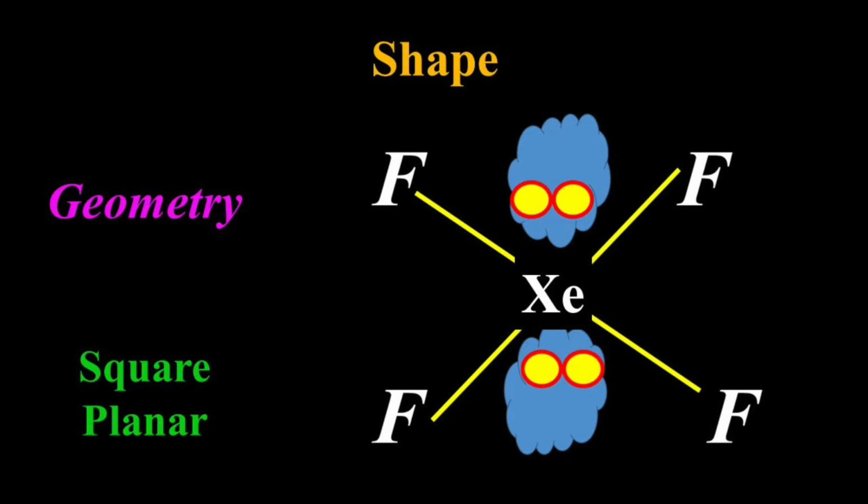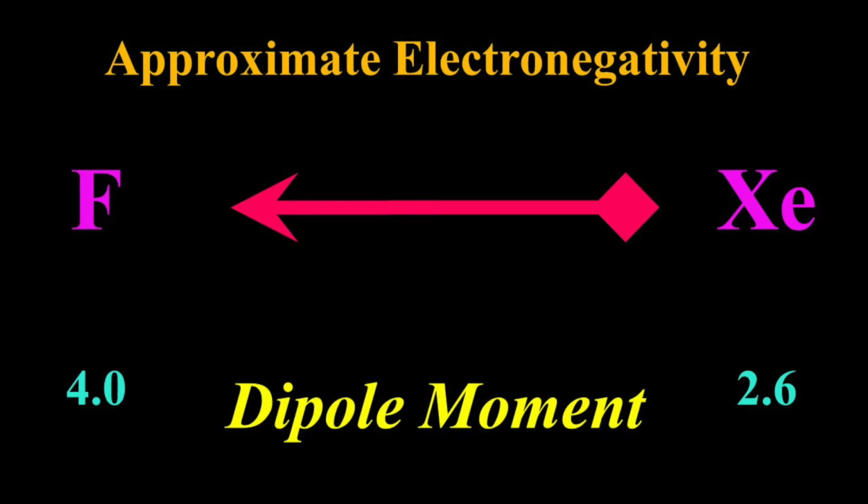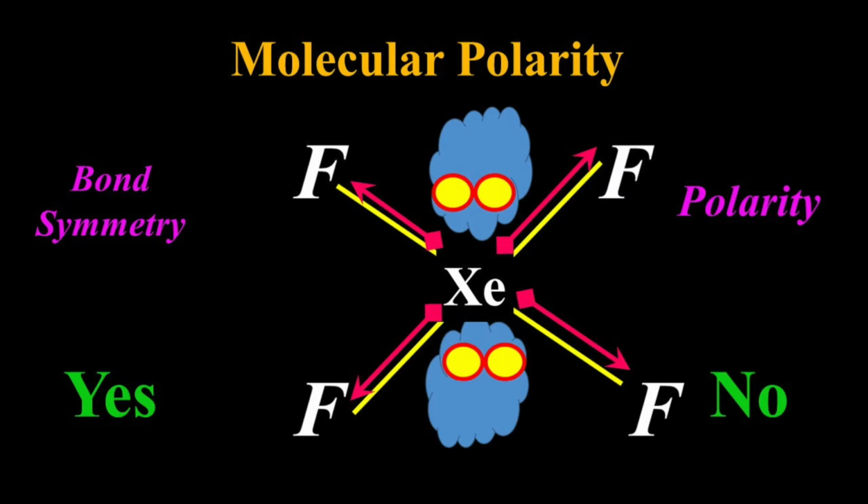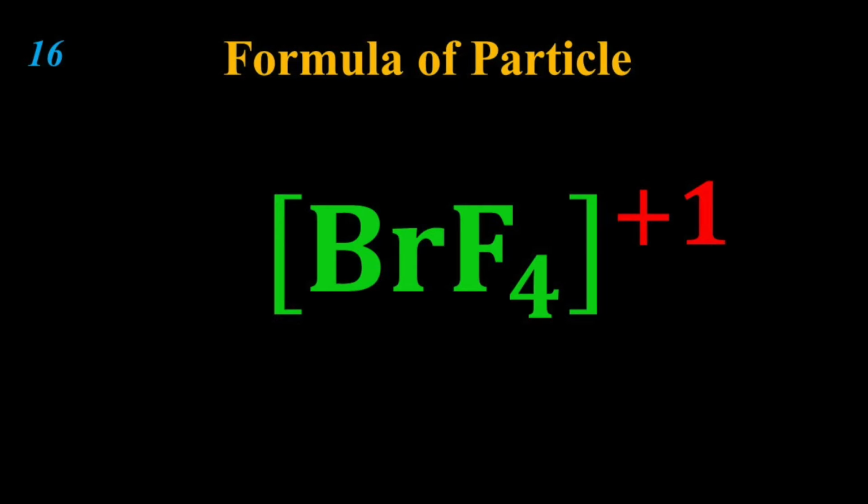So you can see that it's square planar and that it's going to be nonpolar, and you will have bond symmetry. Next, bromine tetrafluoride plus 1 charge. A little bit interesting.